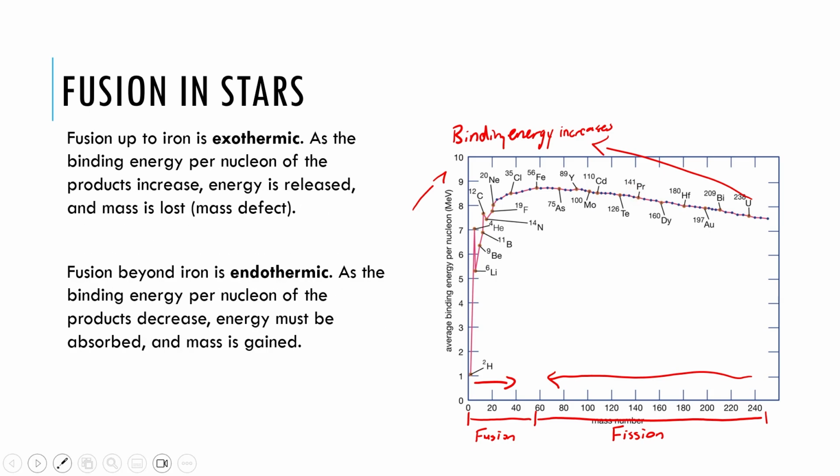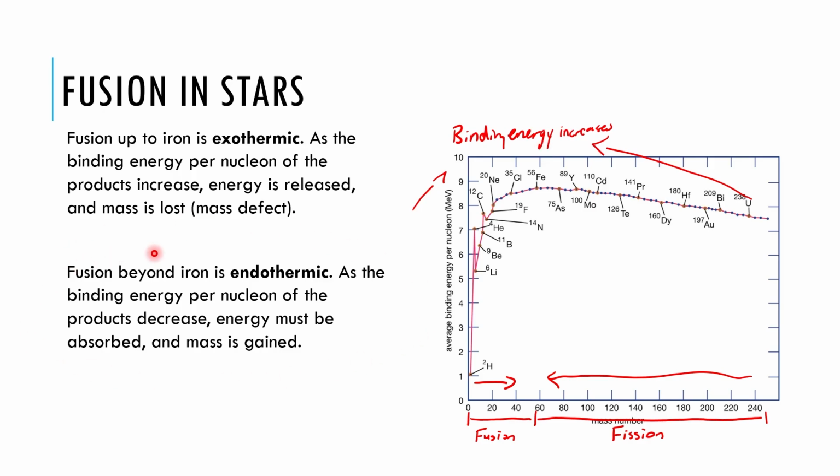Another way of thinking about these fusion concepts is that as we work towards iron on our x-axis through these fusion processes, these processes are exothermic, meaning that they release heat and energy. The reason that they do is due to the mass defect. As we increase the binding energy per nucleon of our nuclei, there needs to be a loss of mass, which is then converted into energy and released into the surroundings.